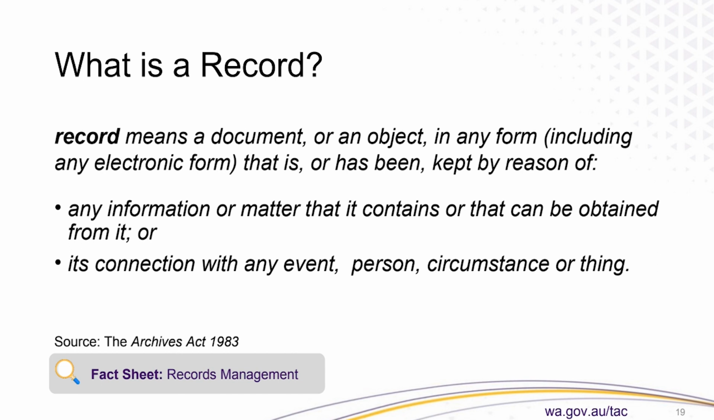A record means a document or an object, so it's not necessarily a piece of paper. It can be in any form, including an electronic form, that is kept or has been kept for a particular reason. And that reason could be that the information that sits in that record is really important and we need to take information from that record, or it's connected to a particular event or a person or a circumstance. In other words, a record has got useful information in it, and it generally has been used or will be used by the organisation in a decision-making capacity.